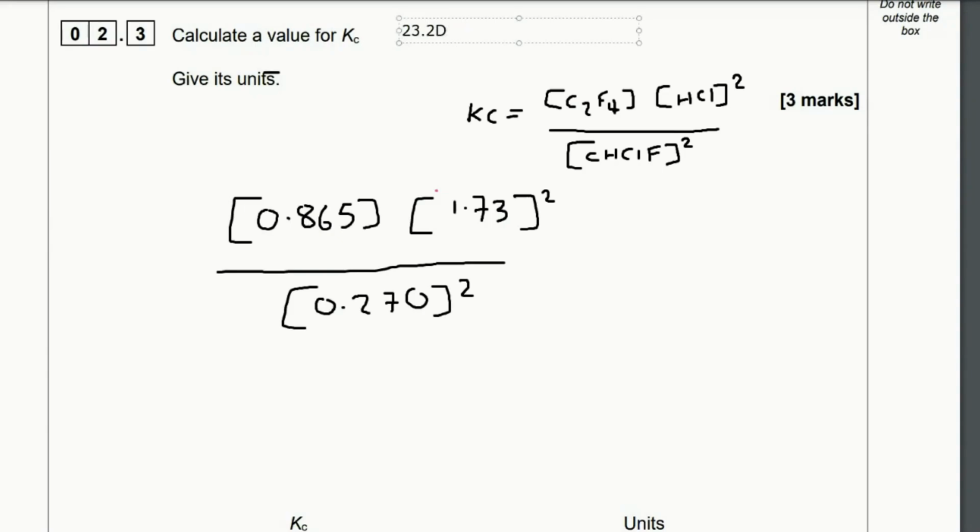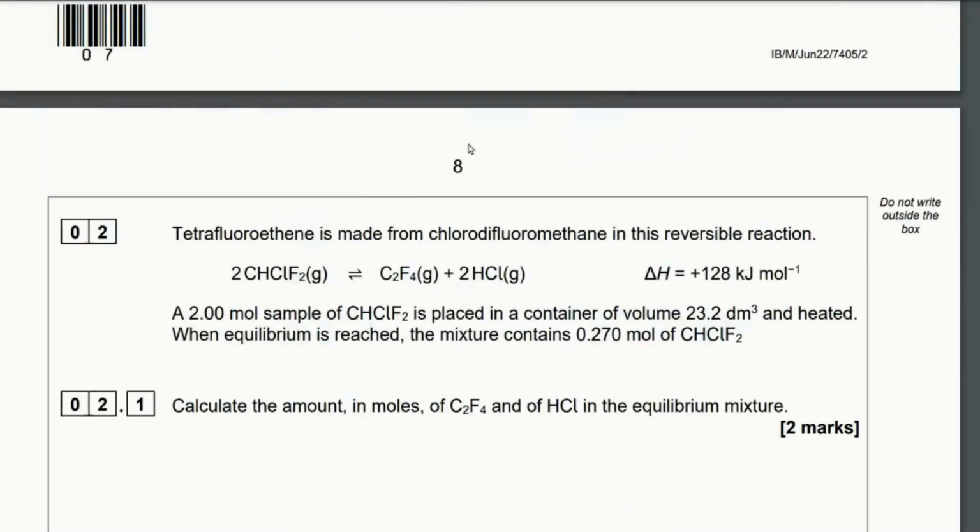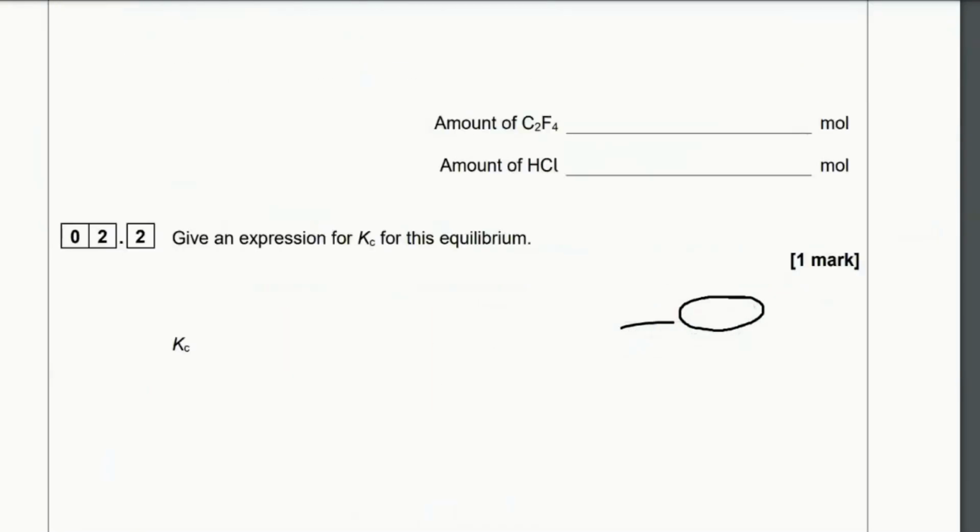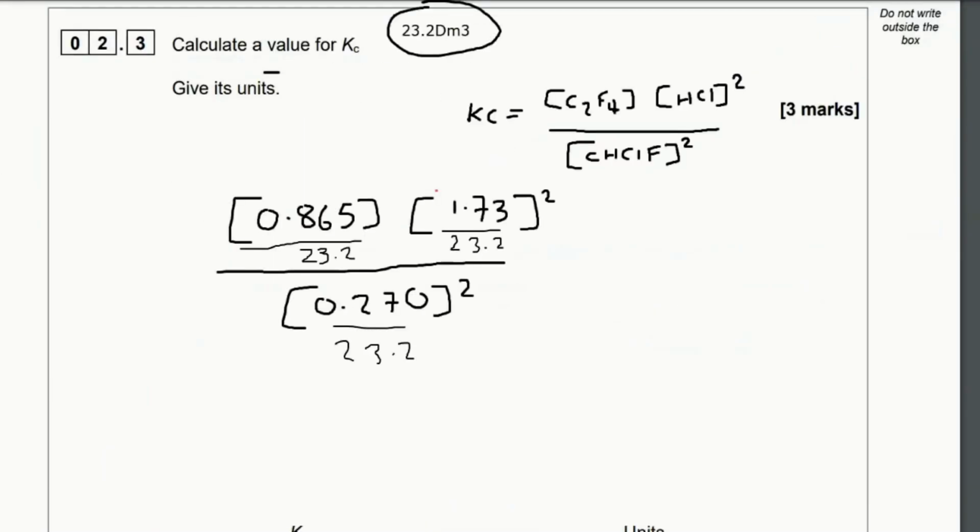Now, something that we've also got to take into account is that in the stem of the question, it told us that we had 23.2 decimeters. And it said right here in the stem of the question that these were placed in a container with a volume of 23.2 decimeters. So we need to make sure that we divide the moles by the decimeters to get the concentration, and then we square the results for the ones we need to square.